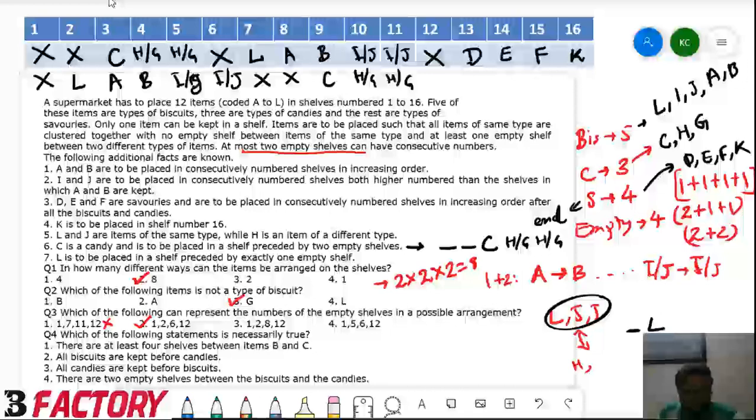Which of the following statements is necessarily true? There are at least 4 shelves between B and C. B is here, so there are two cases. I write B is here, first case. So there are obviously 5 shelves. So the first part is true. For the second part, B is here and C is here. Now 1, 2, 3, 4. Here also at least 4 shelves are there. So in both the cases there are at least 4 shelves between B and C. So this is the solution of the last set.